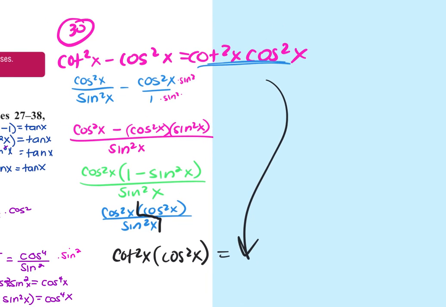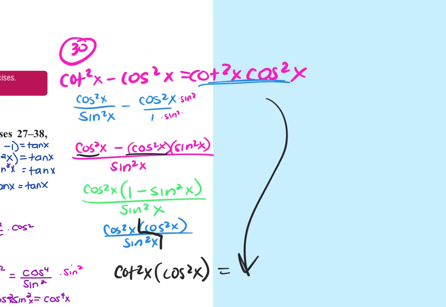Yeah. So I could have made this 1 minus sine squared from the beginning too. I don't know if that would have made much of a difference, because I would have still had to give it a like denominator, but it could have happened there.